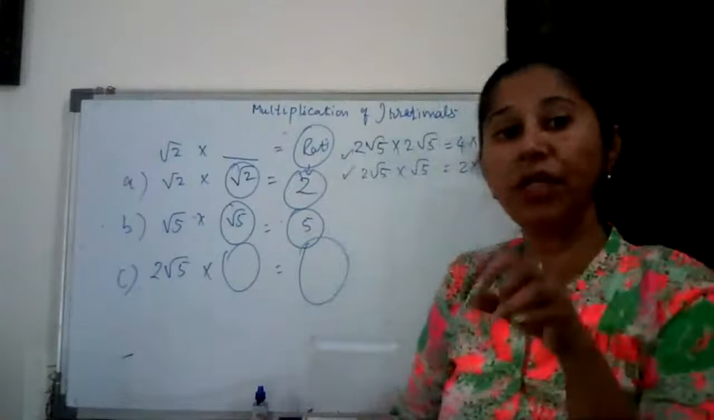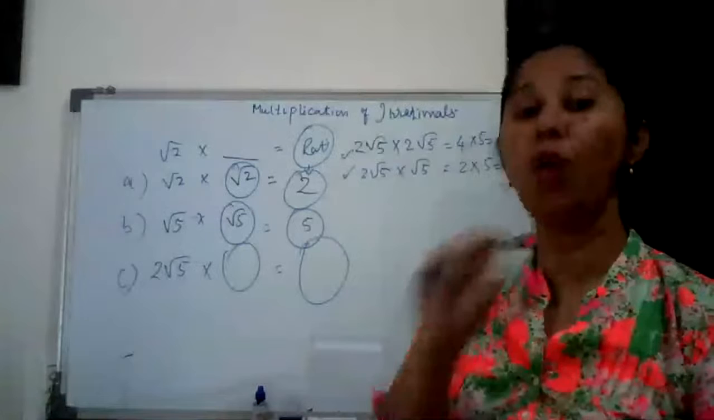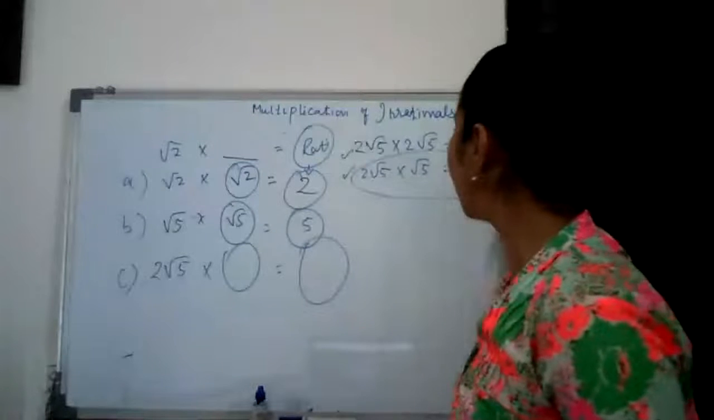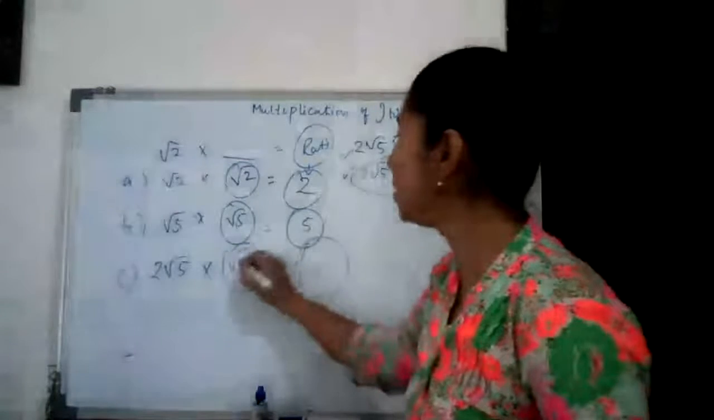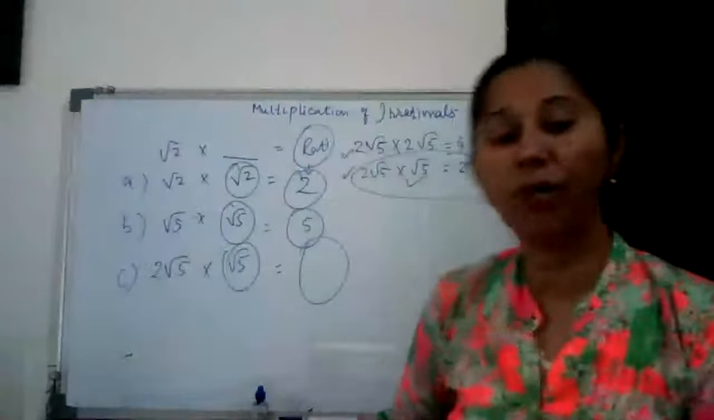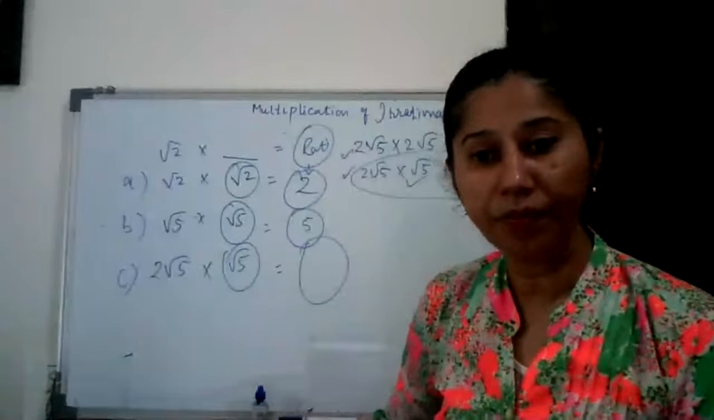Okay, but which one should I select? So I told you the smallest one. So our selection is this. That is, our answer is root 5. I hope it's clear to everyone.